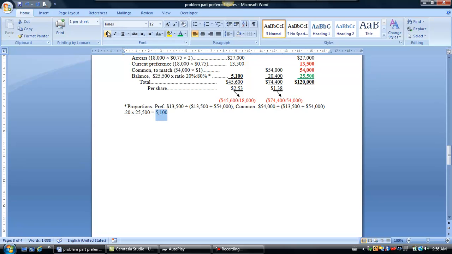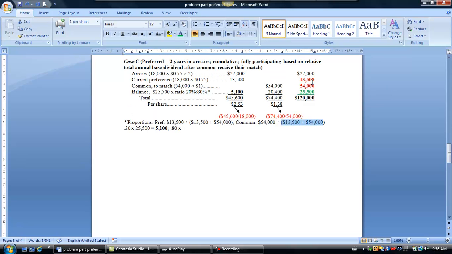Okay, so now what else does that mean? That means that the common are going to get 80%. Now you can calculate that too. You can take 54,000, which is the entitlement that the common are getting in a regular year because they got their match, and divide it by the full 67.5, which is the total current year based on the annual dividend, the total current year allocation. Okay, now don't forget, when we're calculating the amount of the participation, we don't include the arrearages. We're only looking at the current.